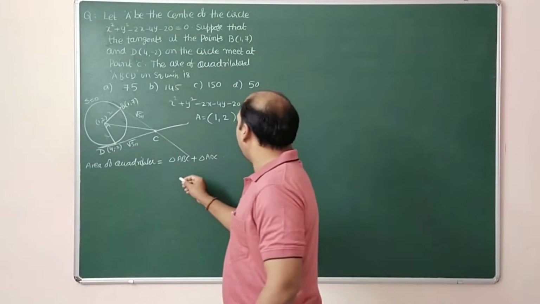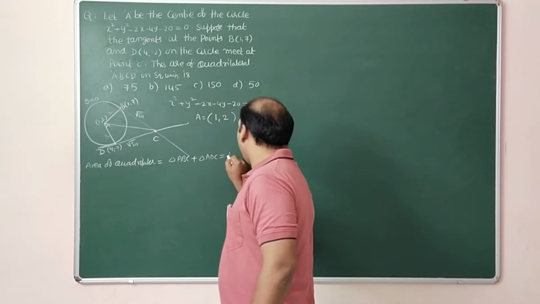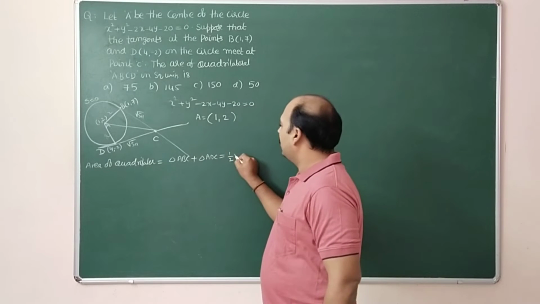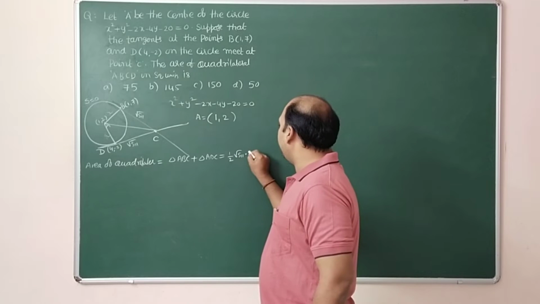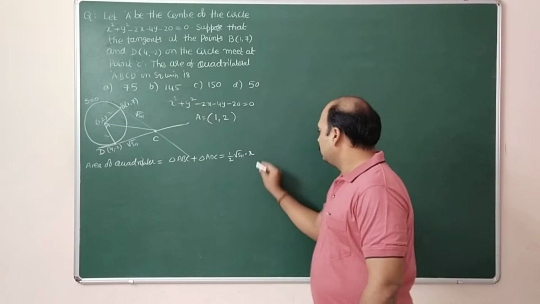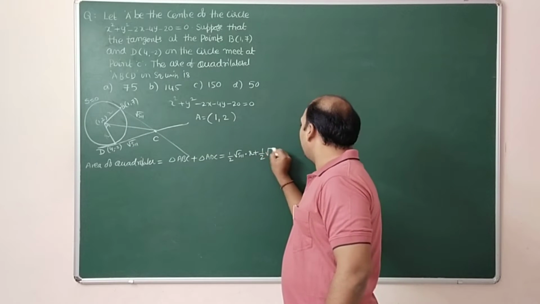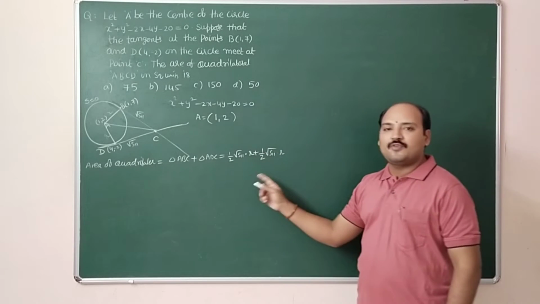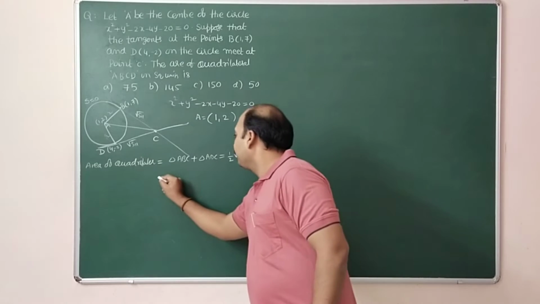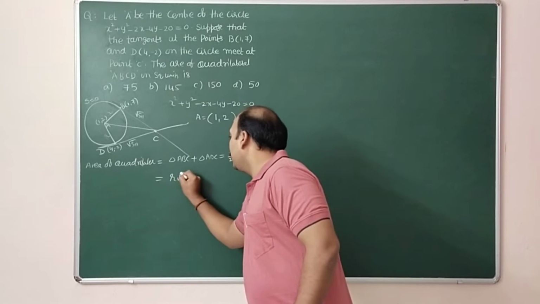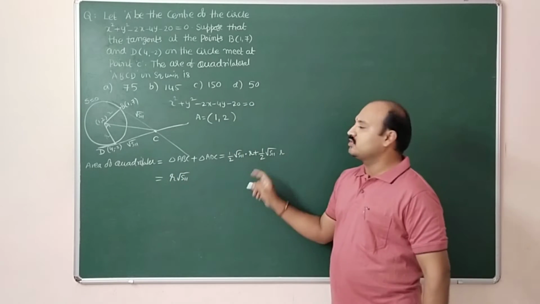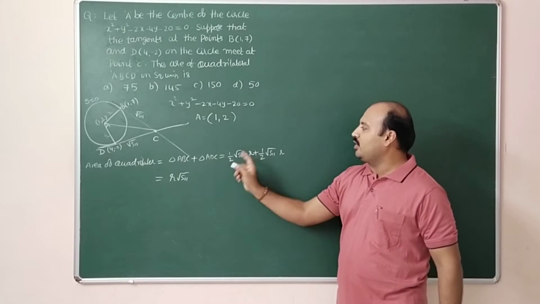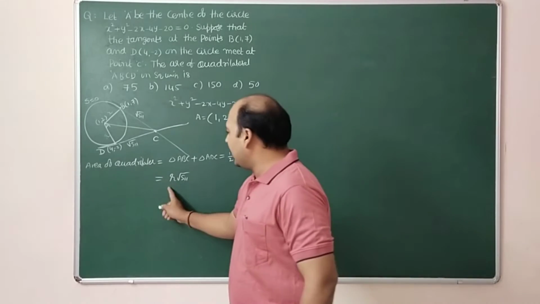So half into base into height, which is equal to half into base value root S11 into height R, plus half into root S11 into R. Half into root S11 R plus half into root S11 R. Therefore, which is equal to R into root S11, since 1 by 2 plus 1 by 2 is 1 only. So 1 into R into root S11. So this is the area.